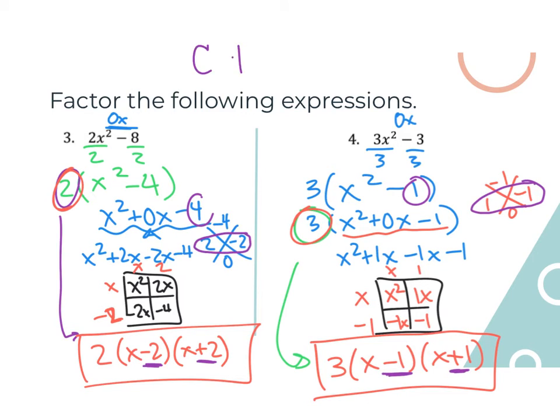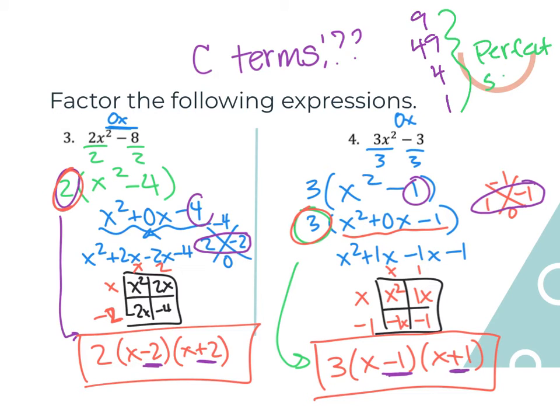What do you notice about the C terms? There's something special about them, okay? The C terms that we've had so far have been 49, 9, 4, and 1. All of these things are what we call perfect squares. Those perfect squares are what give us the phrase difference of squares. That's what these trinomials are called, difference of squares.